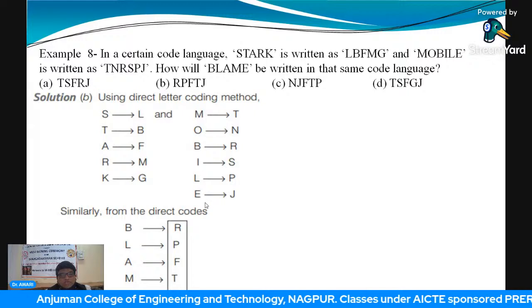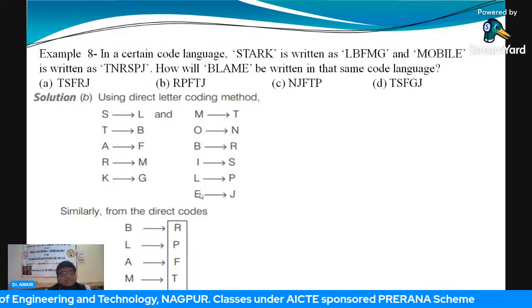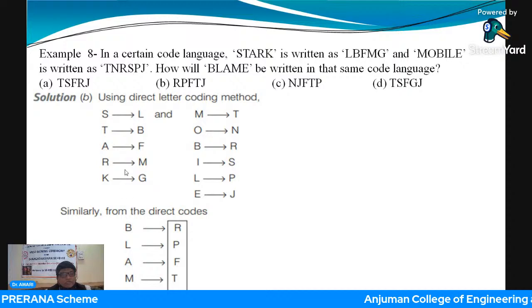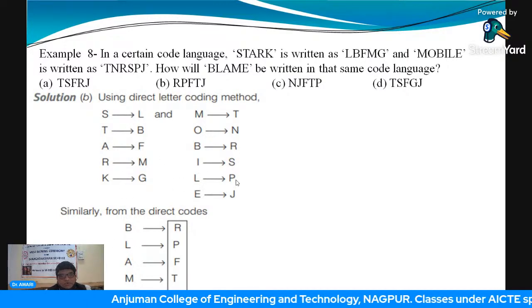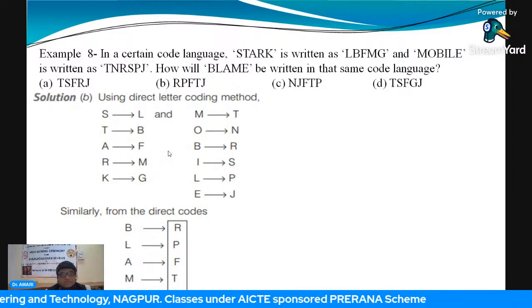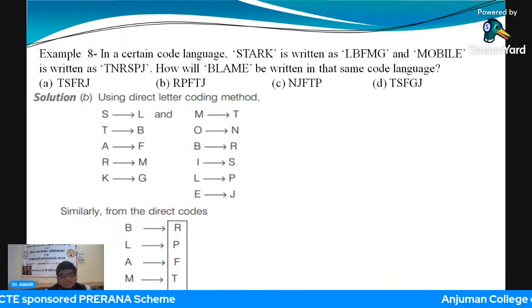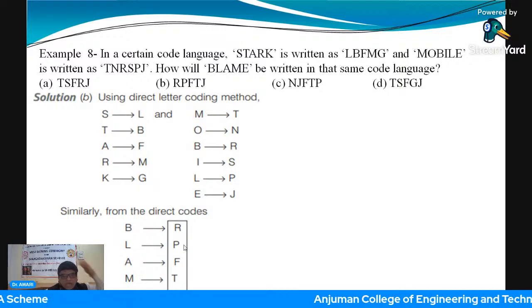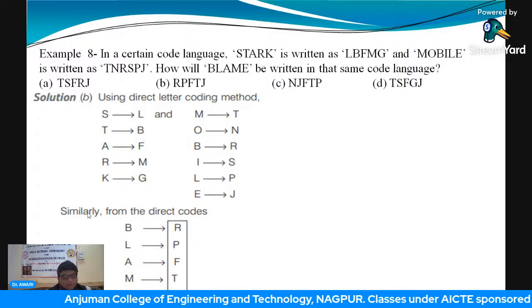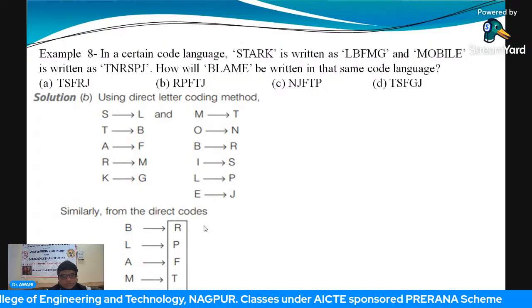अब आपको मोबाइल का निकालना है. Mobile is being written as TNRSPJ. Now look at this position, that is, BLAME is to be written. So B is replaced by R, L is replaced by P, A is replaced by F, M is replaced by T, and E is replaced by J. So RPFTJ.